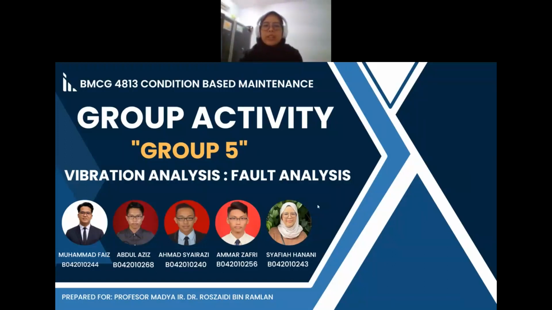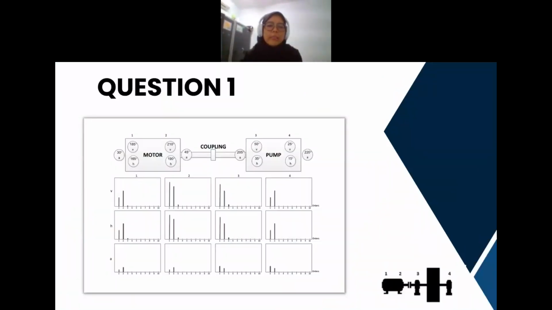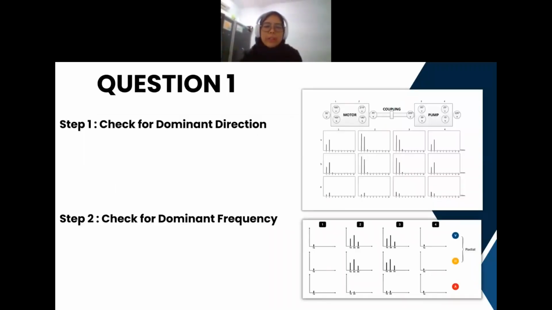So I guess we can continue discussing the first question. Take a look at the diagram. Check all the criteria that we need to check in order to properly diagnose the machine. Okay, first of all, we need to check the dominant direction. In my opinion, based on the diagram, you can see that the radial is greater than the axial.